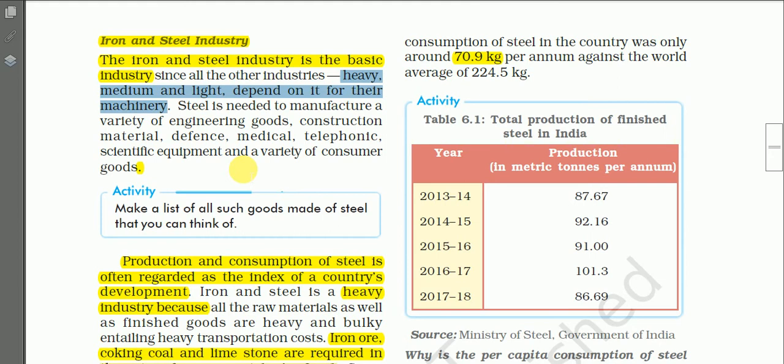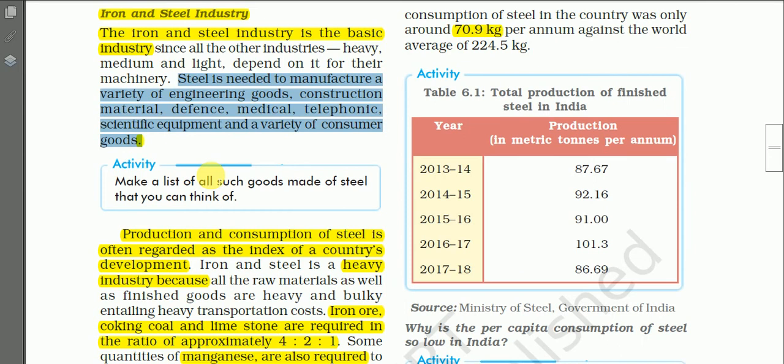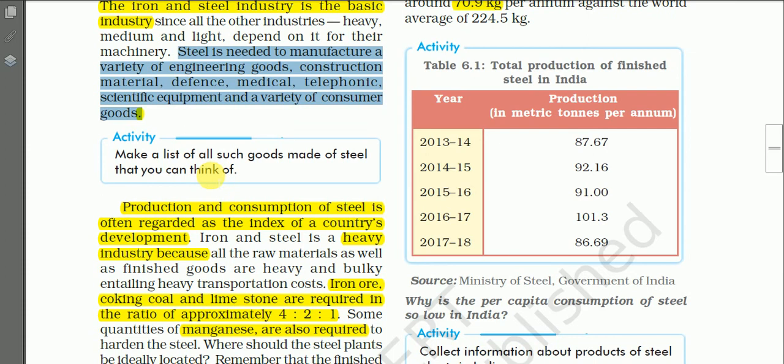That means machines of other industries are made of iron and steel, and steel is needed to manufacture a variety of engineering goods, construction material, defense, medical, telephonic, scientific equipment, and a variety of consumer goods. So these are the users of steel. It is used in making machine tools, construction work, defense material, medical tools, implements, and instruments.